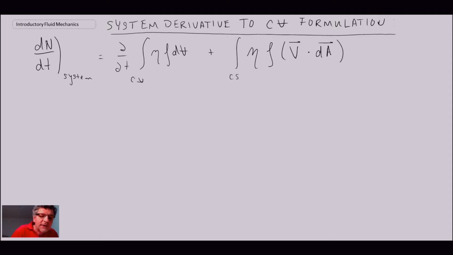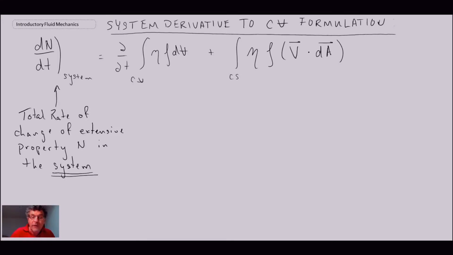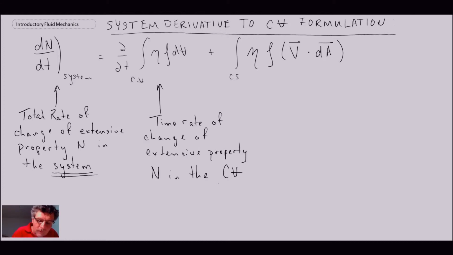So with this equation, on the left-hand side, what we have is something that relates to the time rate of change of our extensive properties for a system. So it's important to note that that is for a system. And then the first term on the right-hand side is the time rate of change of our extensive property N in the control volume. And it's important to note that that's in the control volume.